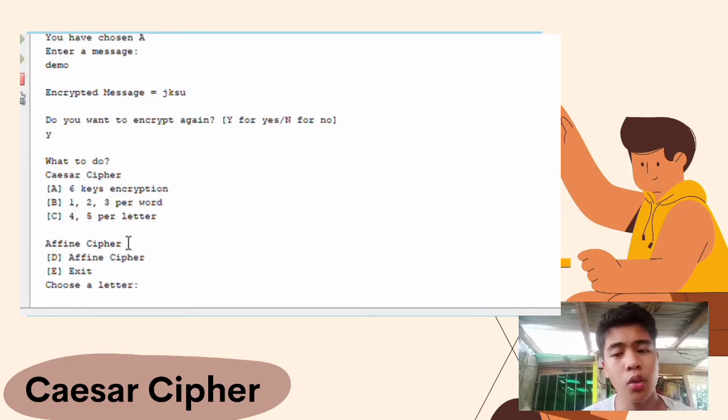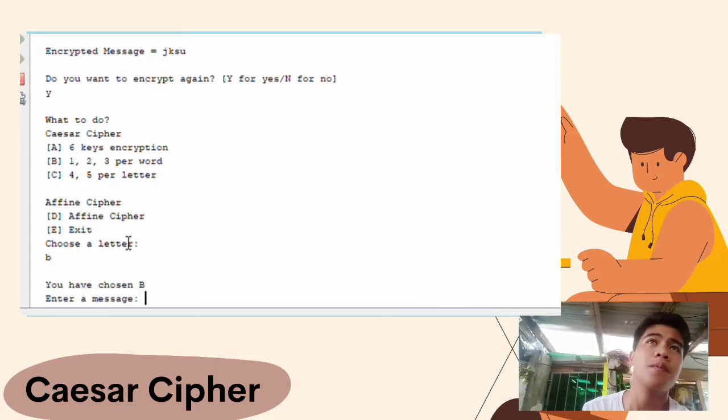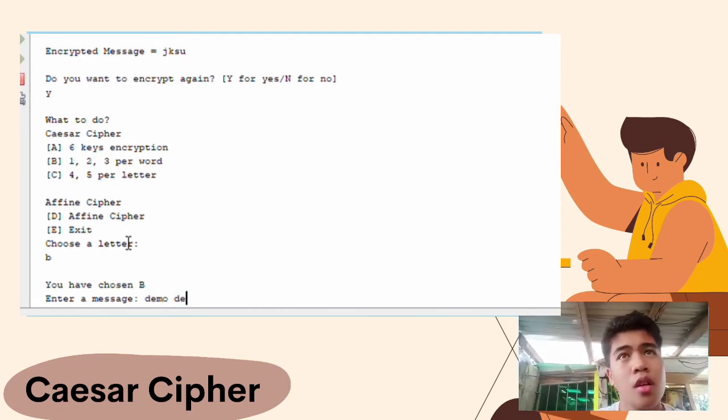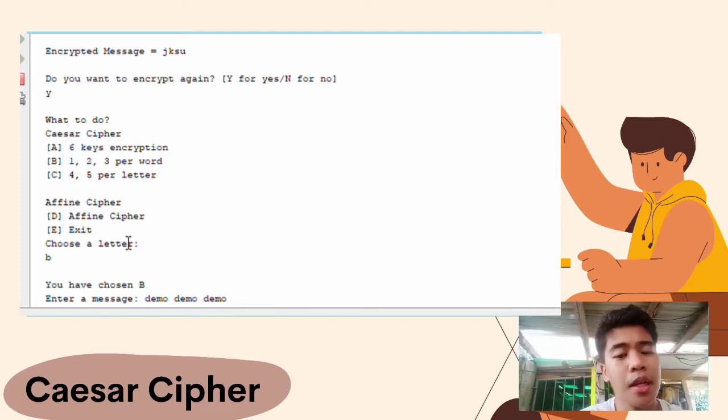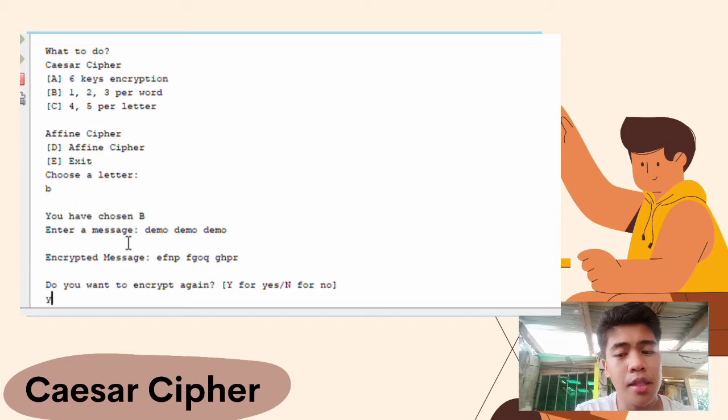Next is the 1, 2, 3 per word. It means the first word has a key of 1, the second word has a key of 2, and the third word has a key of 3. For an input of demo, it has an output of EFNP, FGOQ, GHPR. This outcome is generated with the help of splitting the input and then dividing it per word, then encrypting it through a for loop.